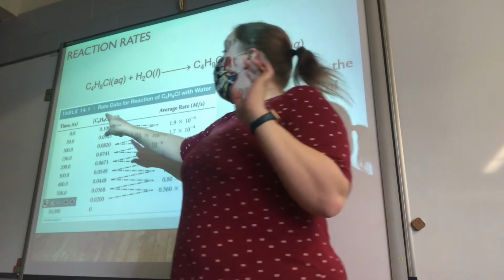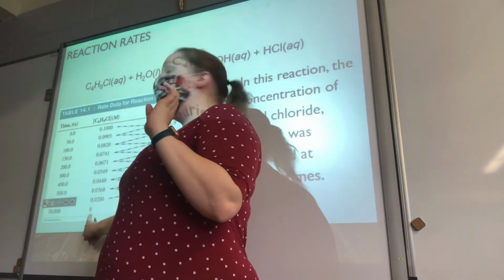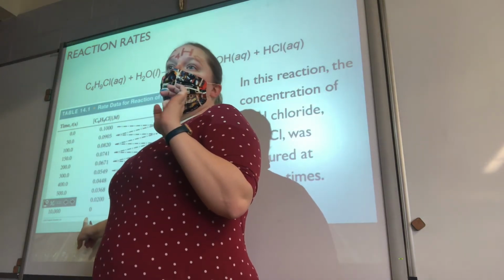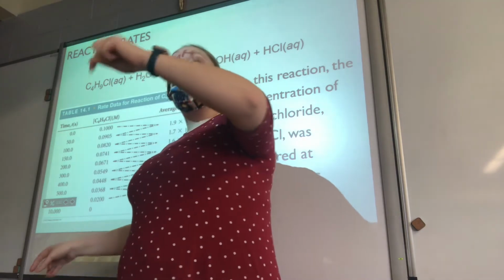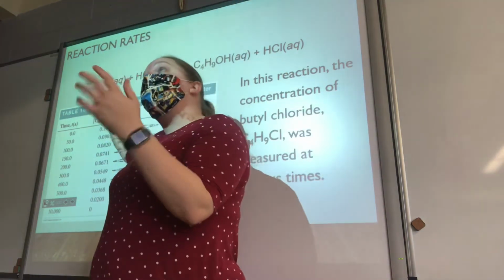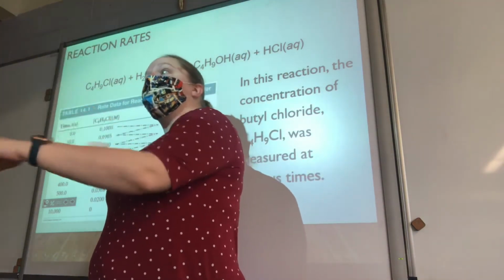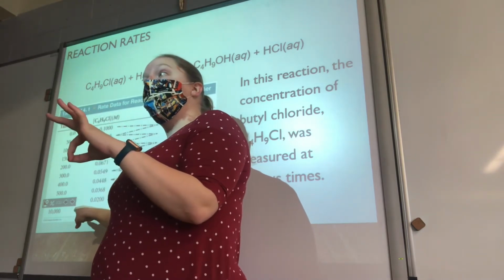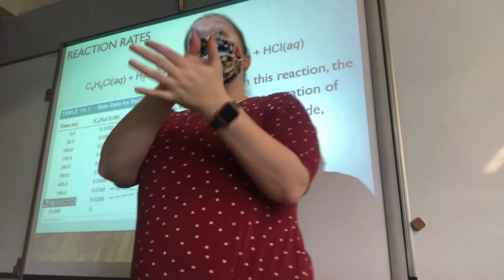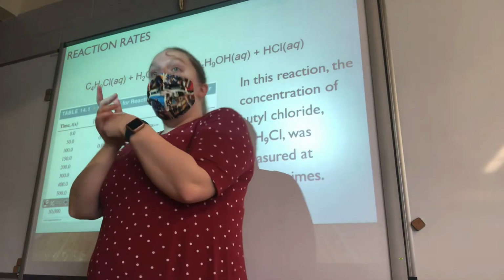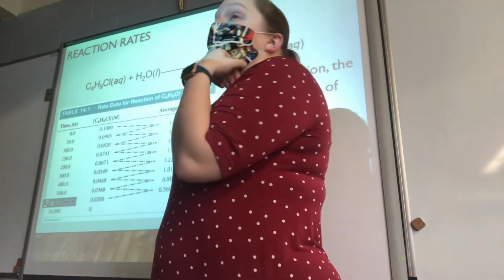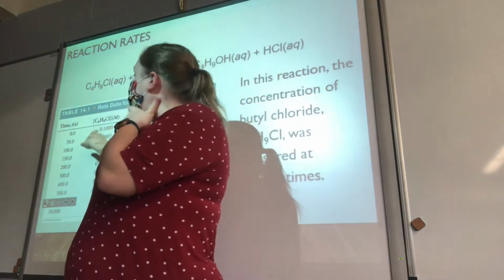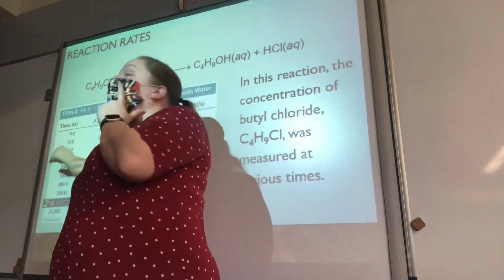Okay, so we see that over time, what's happening? The reactant's disappearing, right? Does it make sense that a reactant concentration should decrease over the course of a reaction? Yeah, it does, because it's being used to create the product. How we calculate the average rate is we take the concentration change divided by the time change.